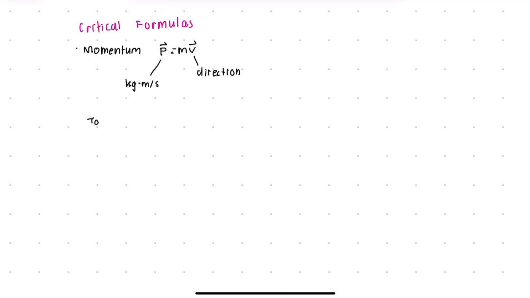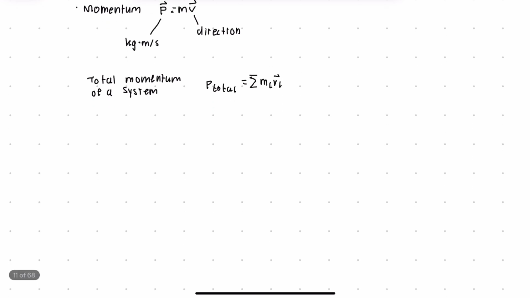Now let's talk about the total momentum of a system. So P total is going to be equal to the summation of m_i v_i. And also for two object systems specifically, here's the formula: P total is equal to m1 v1 plus m2 v2.